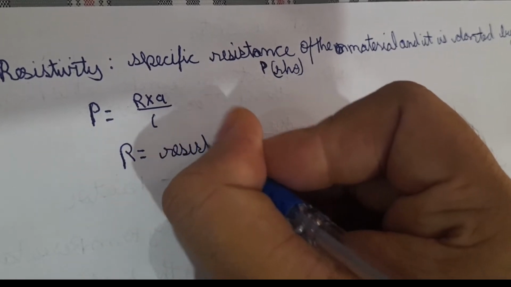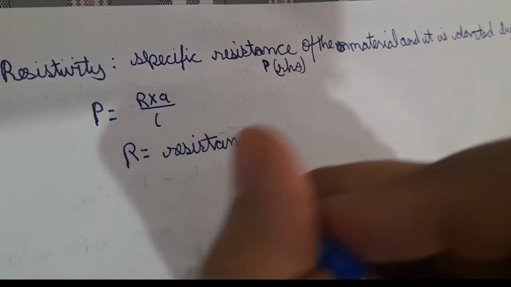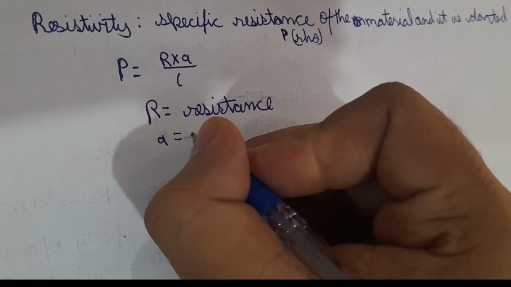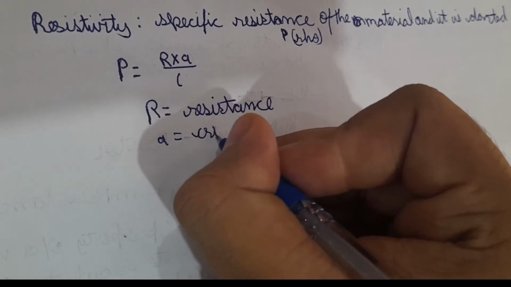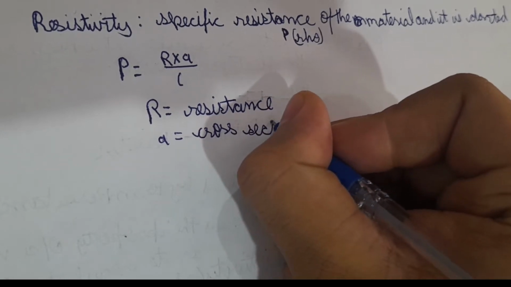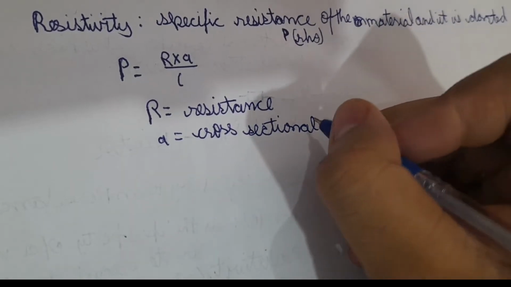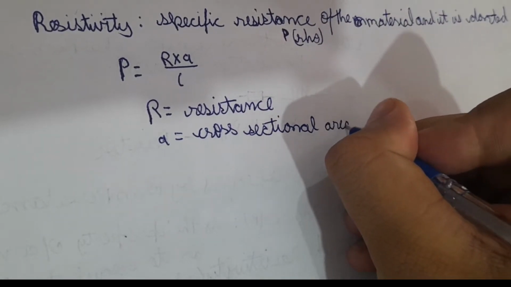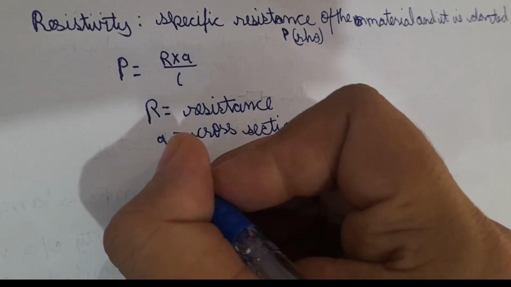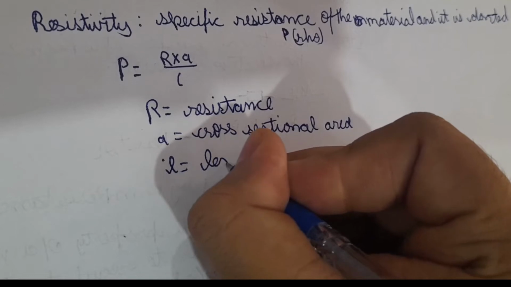R is resistance, A is the cross sectional area, and L is the length of that material.